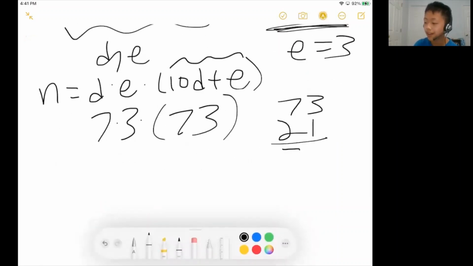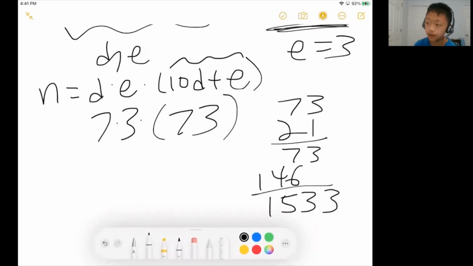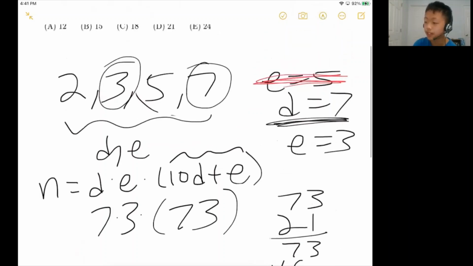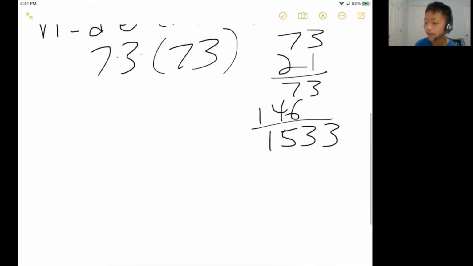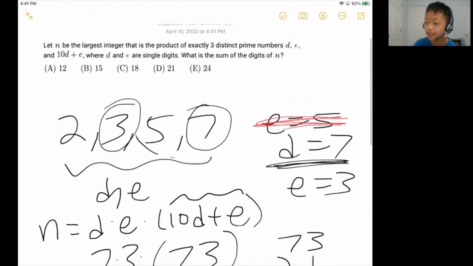73 times 21, you can do the math and you get 1533. And the question asks for the sum of the digits of n. So if we found the sum of the digits, that would give 1 plus 5 plus 3 plus 3. And that would give 12, which would give you choice A, which is the right answer.